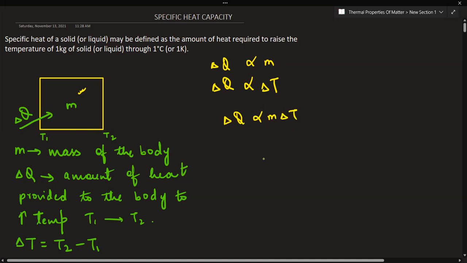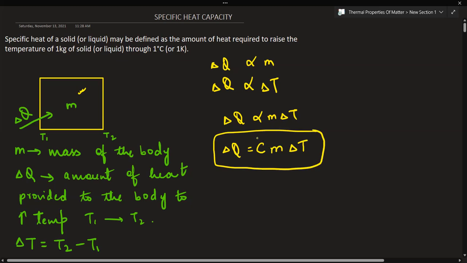Now see, this is the sign of proportionality. And in order to remove the proportionality sign, we put an equal to with a constant. So delta Q will be equal to C, this is a constant that is used here, M delta T. Now see, whatever is the constant of proportionality that we are getting, this constant of proportionality is known as specific heat capacity or simply specific heat. So the C is specific heat capacity, or you can simply say specific heat of the substance.